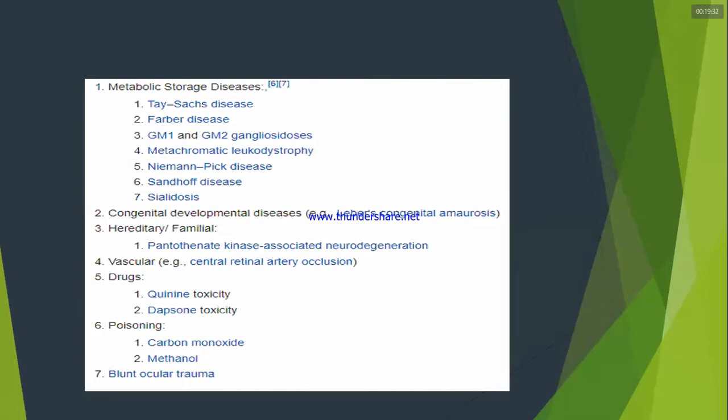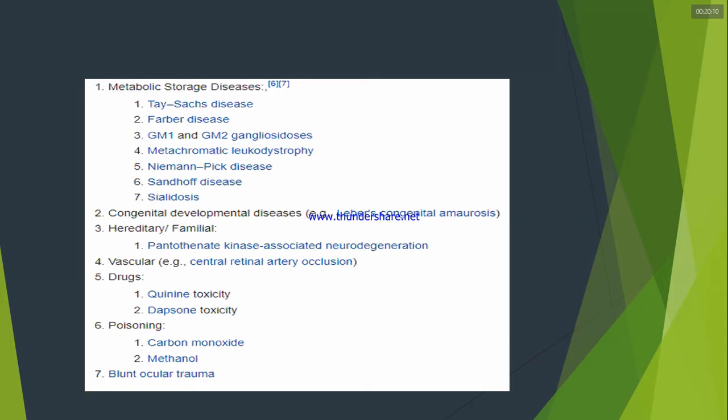So these are the differential diagnoses of the cherry red spot, which is very, very important. If you are able to learn 2 or 3, 4 points by heart and say them in the exam, that is enough. I have put different headings so that if you remember one cause under each heading, it will be very easy for you. Metabolic storage diseases: Tay-Sachs disease, Niemann-Pick disease, or different types of mucopolysaccharidosis. These are put over here.